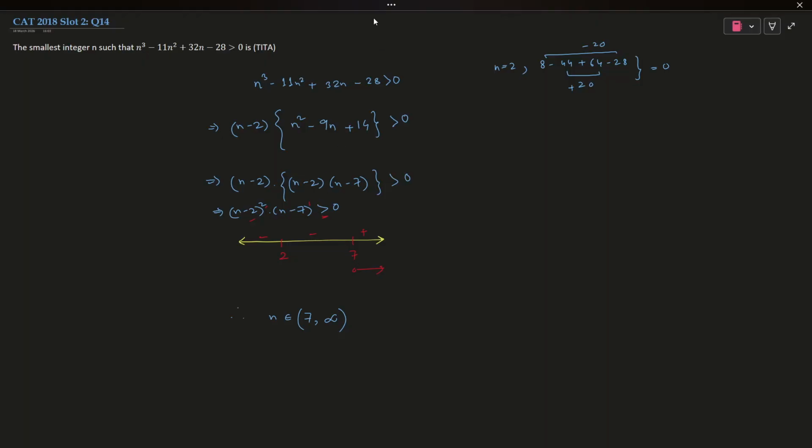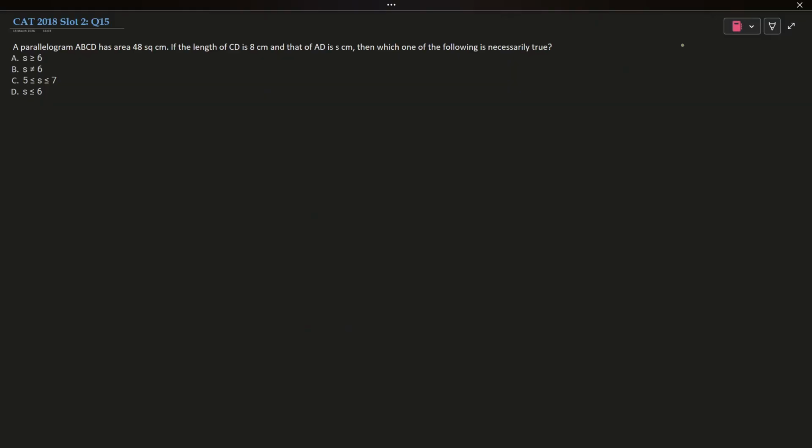We do not have greater than or equal to 0. Please mind, guys, we only have greater than 0, so 7 cannot be the answer. The next integer which is more than 7 is 8. So the correct answer will be 8. Okay, very simple question. Let's move on to the next question.